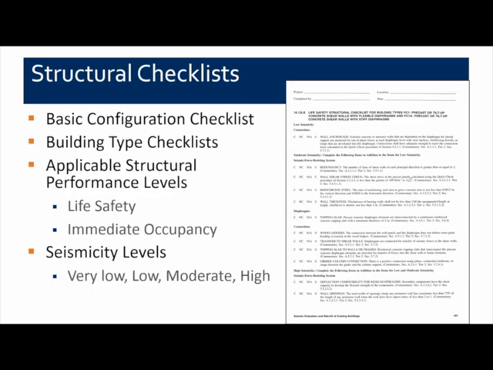So the basic procedure is to go through a checklist or a series of checklists, which will vary depending on the building type. There is a basic configuration checklist which would be applicable to any building type, and then there are other checklists that are specific to individual building types. And these checklists will vary depending on the performance level, whether you're looking at the life safety or immediate occupancy performance level. And the actual questions that you have to answer in the checklist will vary depending on the level of seismicity that you're looking at for your specific building.